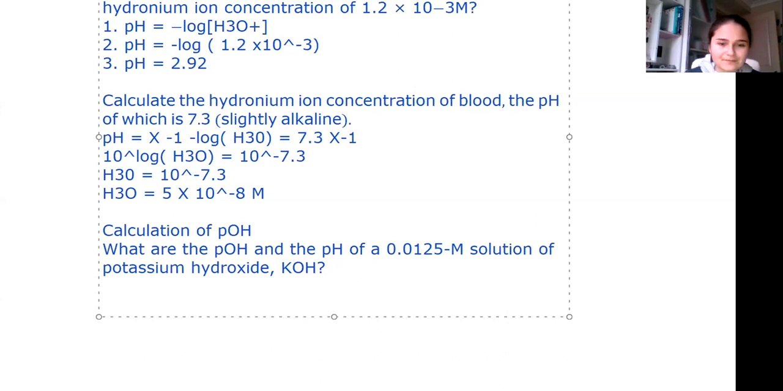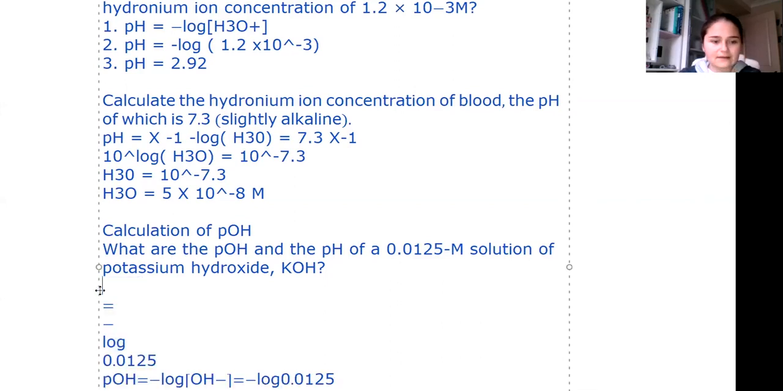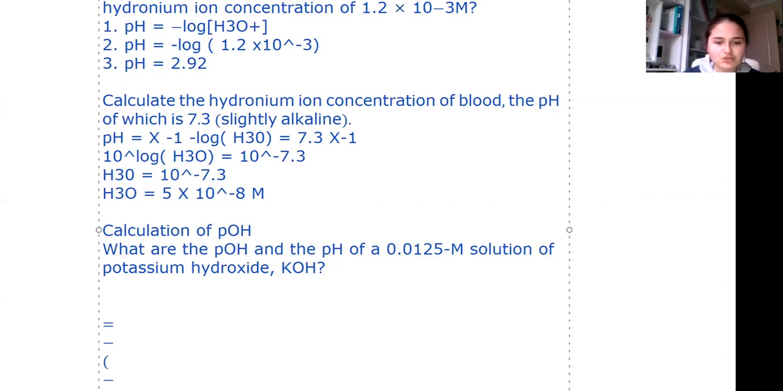Okay, let me show you so I don't confuse you. Act as if I didn't say that to you, and let's focus on the question. What would you do first in this question? Is calculating pOH using the same equation or a similar equation to pH?